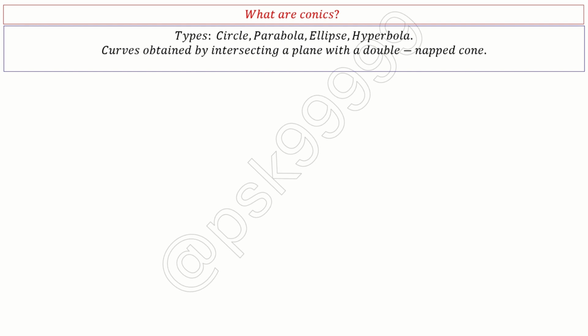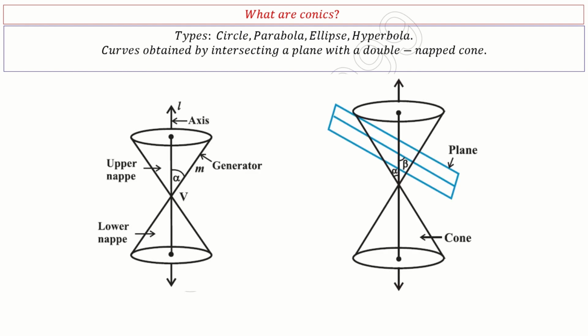The relation is that if you take a double napped cone. What is a double napped cone? This is how it looks. A double napped cone is one cone upside down and the other cone in the reverse direction, attached at the vertex V. What are the important names here? The central line, going through the vertex and the centers of the top circle and bottom circle, is called the axis.